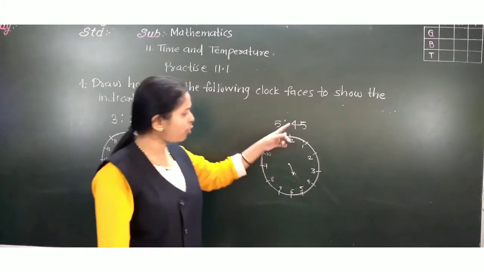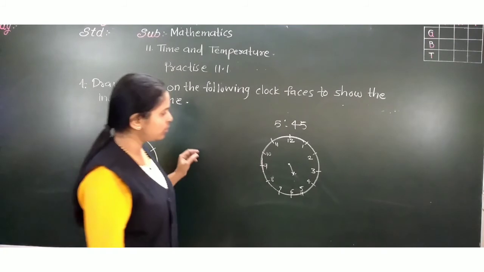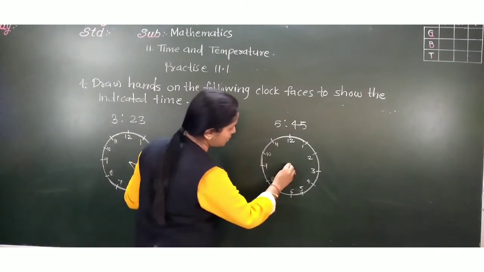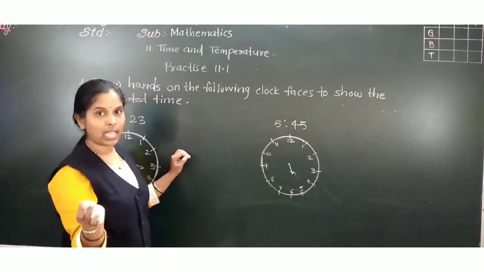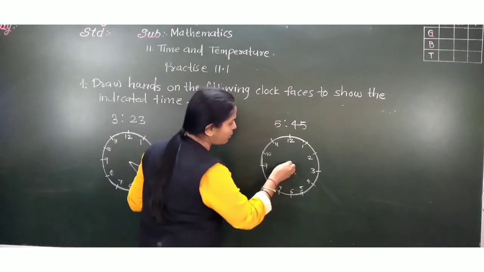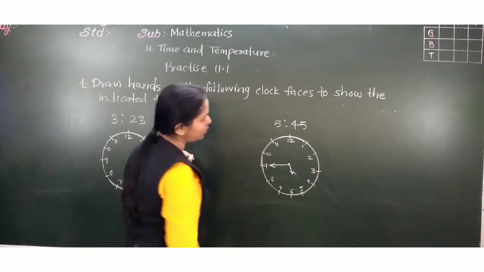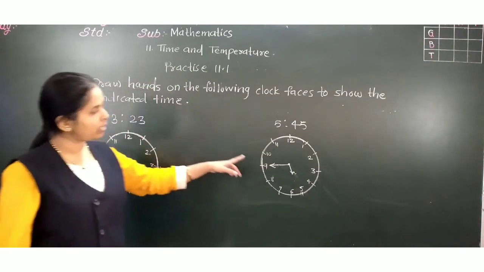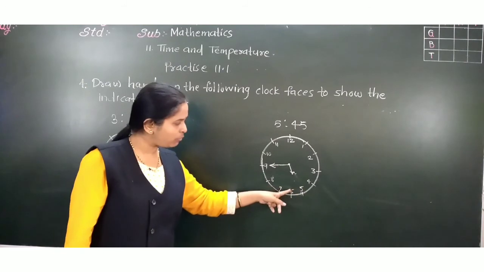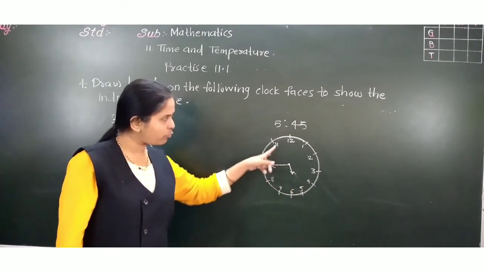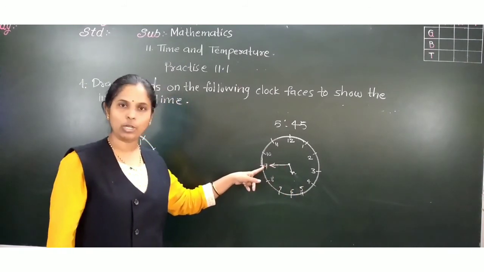And 45. So that is, see here, 45 means 9 5s are 45. So where will be the minute hand? It will be on 9. In this way, we have to show 5:45. See, our hour hand is in between 5 and 6 and 9 5s are 45. So minute hand will be exactly on 9.